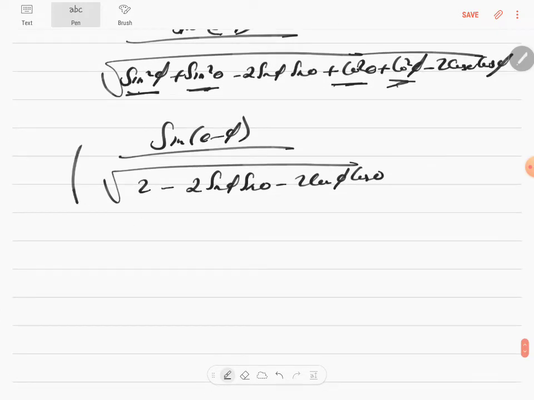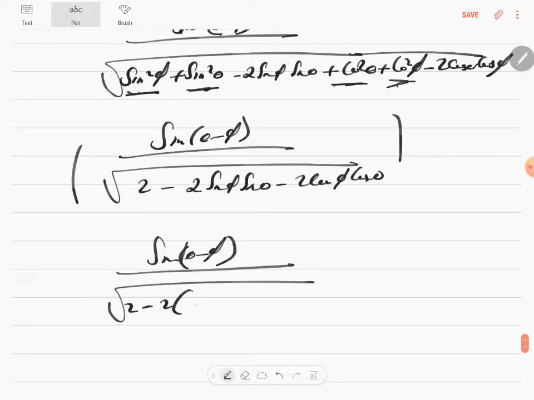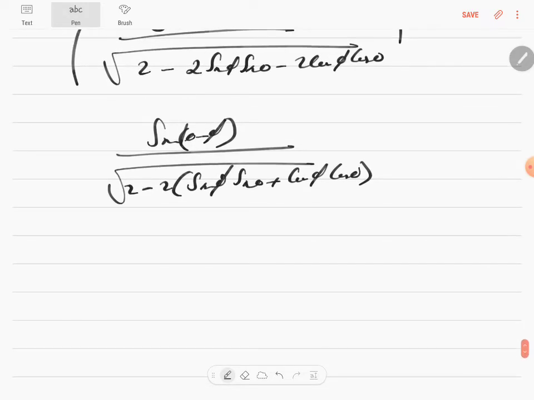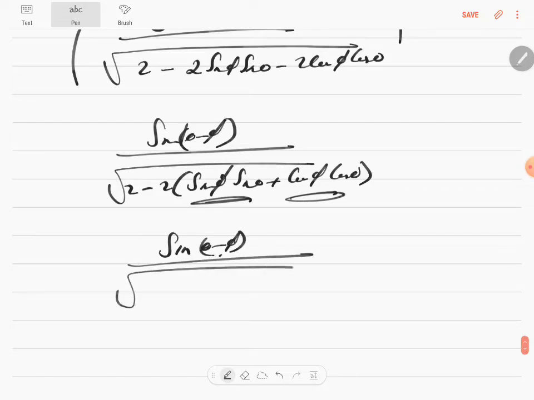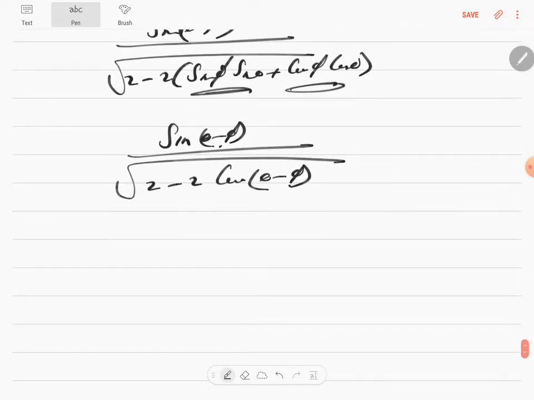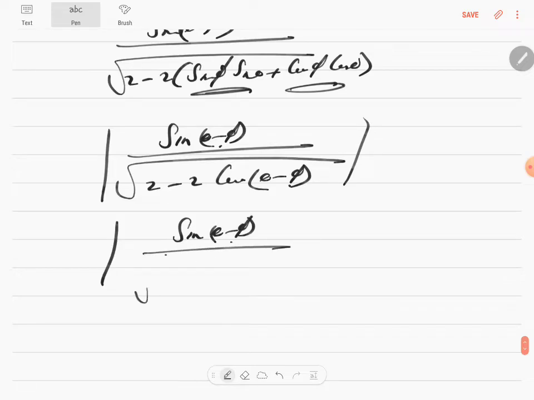So then the mod of sin theta minus phi over root of 2 minus, let's take a 2 out and take a minus also common, sin phi sin theta plus cos phi cos theta. So it's like cos a cos b plus sin a sin b, which is cos of a minus b. Sin theta minus phi over root of 2 minus 2 into cos of a minus b. Okay, you can leave it like this, or you can further solve it also. You can take the 2 out, 1 minus cos theta minus phi.